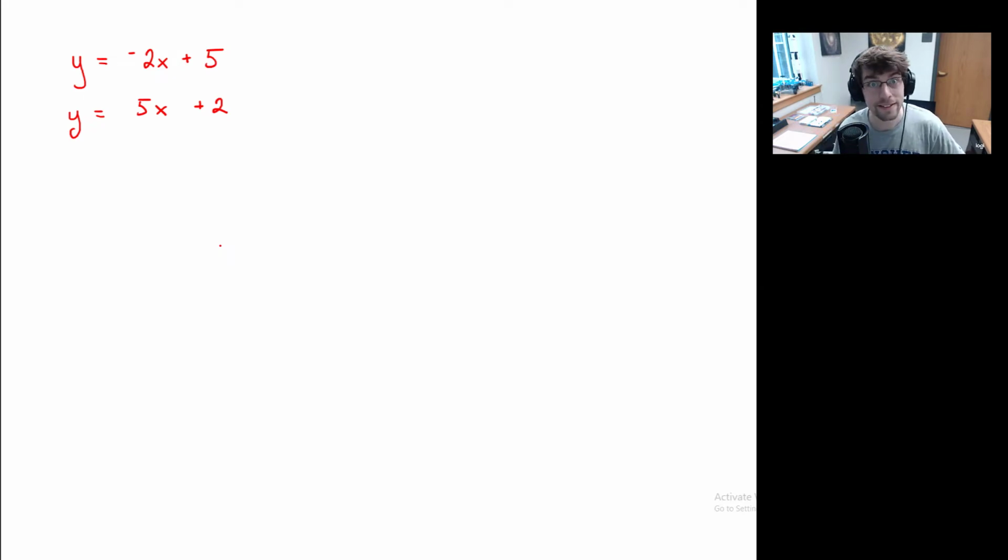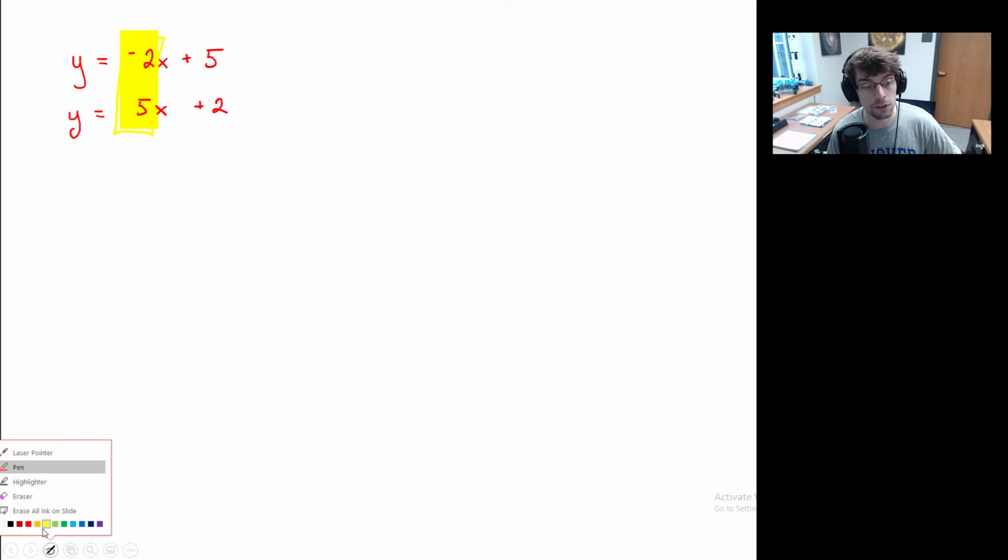Hopefully you see it. Okay? Look right here. I'll outline it in yellow, which is probably a terrible color. Look right there. I have circled the coefficients of the independent variable. That would be the slope. And so this one represents a line of slope -2. This bottom equation represents a line of slope 5.